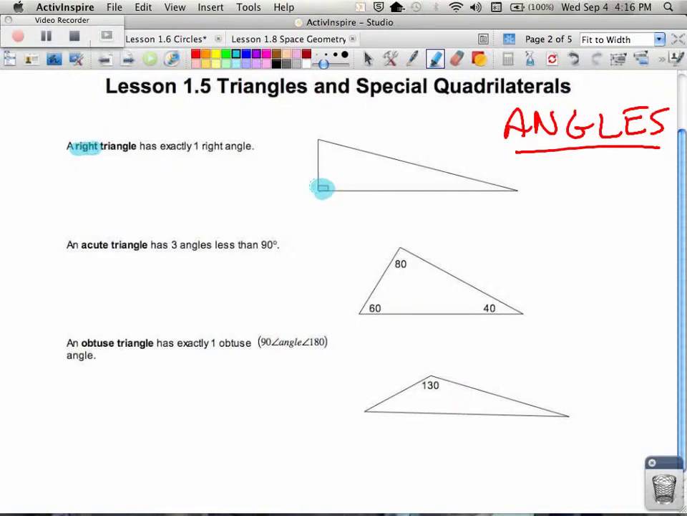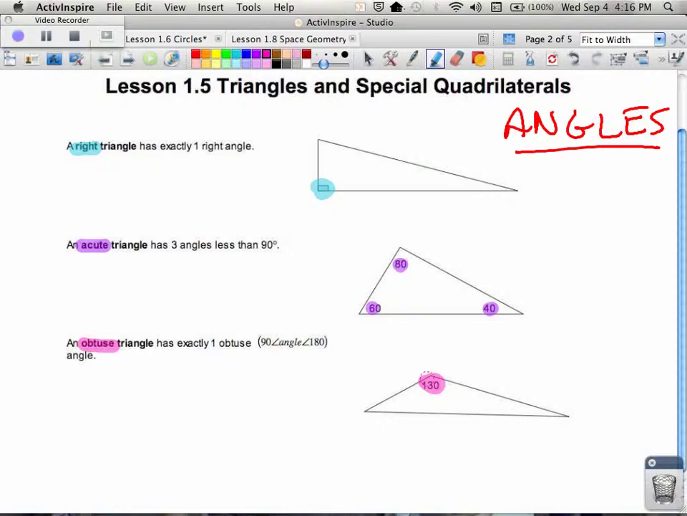It could also be an acute triangle. That's if all three angles are less than 90 degrees. And it also could be called an obtuse triangle if one angle is more than 90 degrees but less than 180 degrees. So there are three angular classifications of triangles: right, acute, and obtuse.